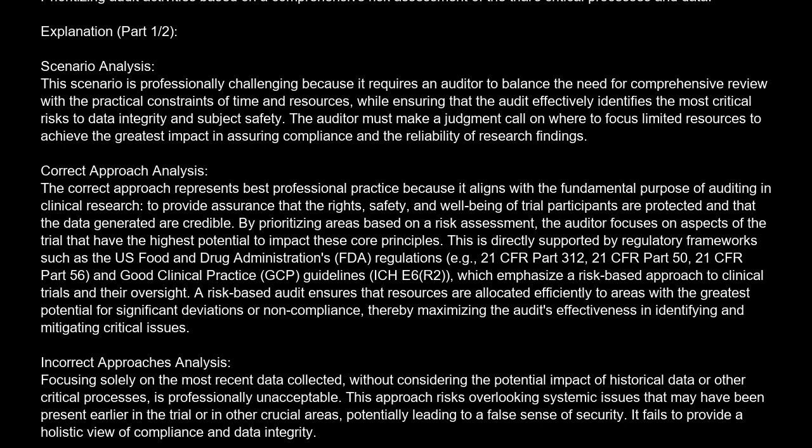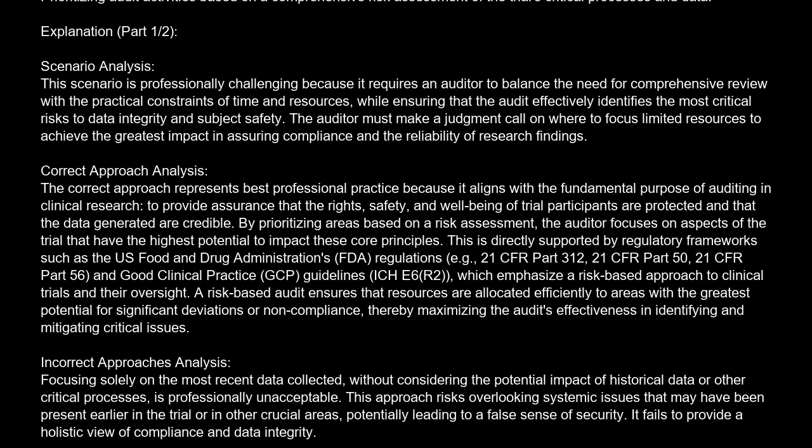Correct approach analysis. The correct approach represents best professional practice because it aligns with the fundamental purpose of auditing in clinical research, to provide assurance that the rights, safety, and well-being of trial participants are protected, and that the data generated are credible. By prioritizing areas based on a risk assessment, the auditor focuses on aspects of the trial that have the highest potential to impact these core principles.